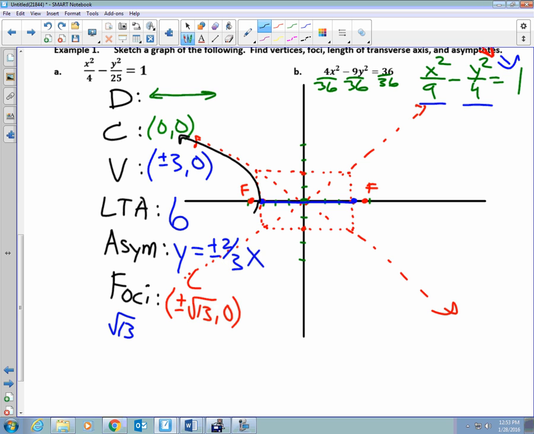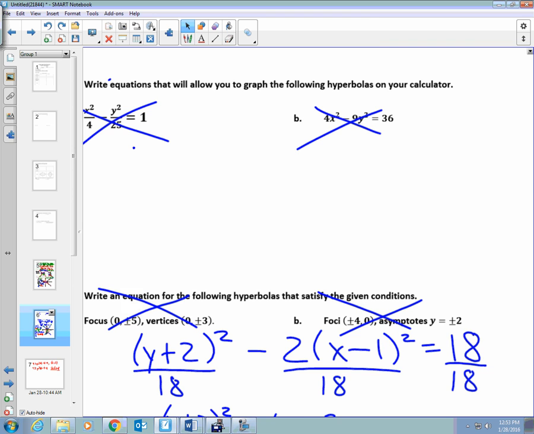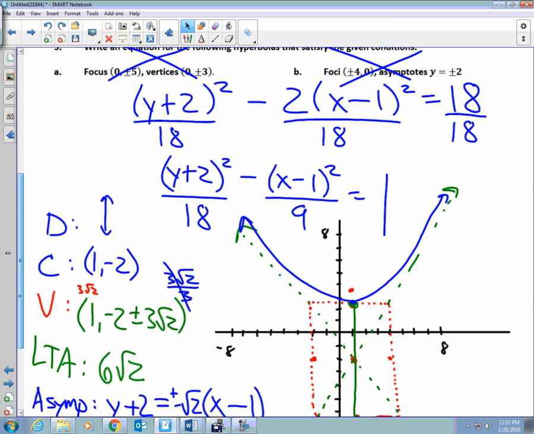So the last one was wide. This one's much more narrow. That's just the way it is. Not too bad, huh? One more example. Flip it over. We're going to cross that stuff off.